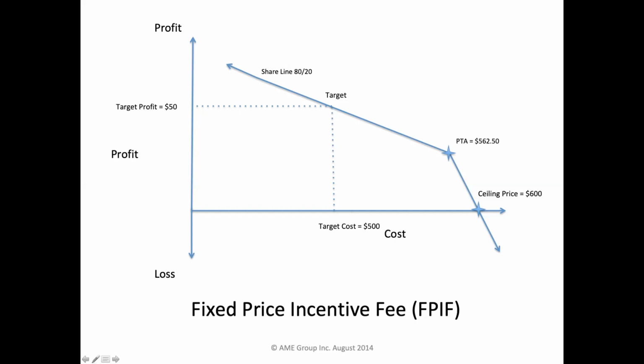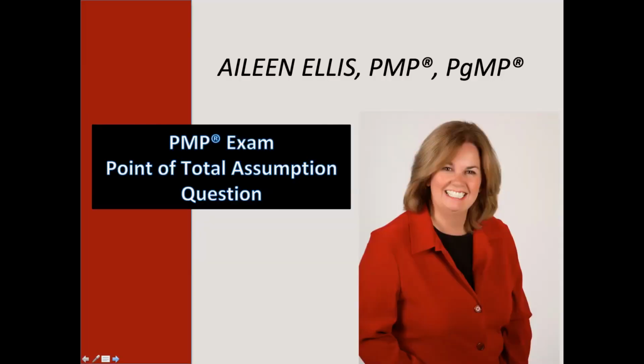If it continues to go down, they'll hit the ceiling price, which means the actual cost equals the ceiling price. If their actual cost continues to increase, this line continues to go down, which means now they're actually taking a loss. So I hope this question helped you at least a little bit understand the point of total assumption.